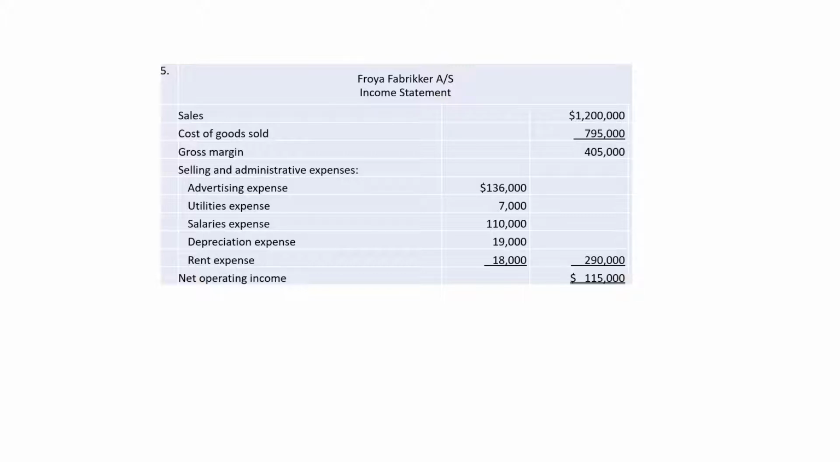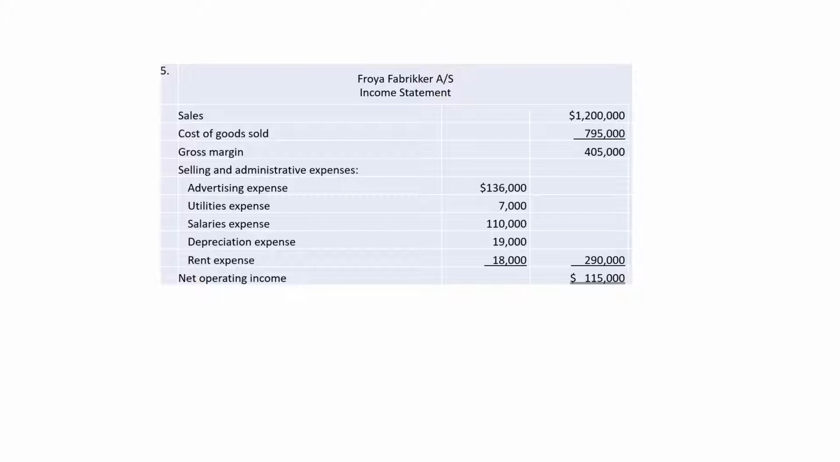Now, the next requirement asks us to make an income statement, a normal everyday income statement that will be given to our decision makers. We'll use the items that we have in our T accounts. So we have the sales of $1.2 million. If you post that journal entry from the previous slide, your cost of goods sold account will have a balance of $795,000. Subtract that, and that'll give you your gross margin or gross profit.